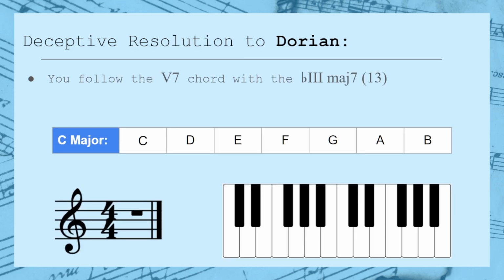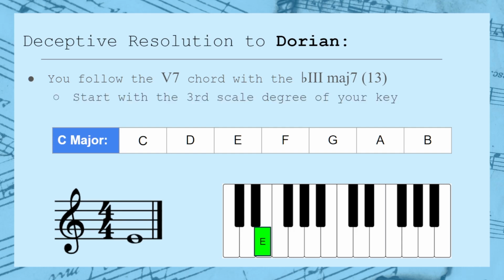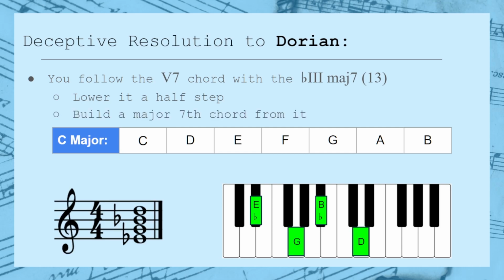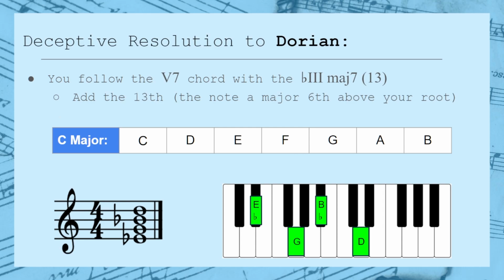Our second option is the flat 3 major 7 13 from the parallel Dorian. The process here is the same as before. Start with the 3rd scale degree of your key, which in the key of C major is E natural. Lower it 1 half step to get E flat, and then build a major 7 chord. Finally, add the 13th, which is just the note a major 6th above your root. In this case, a C natural. And you have your chord.